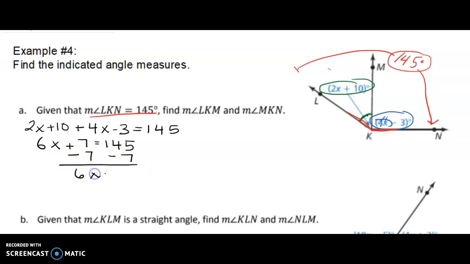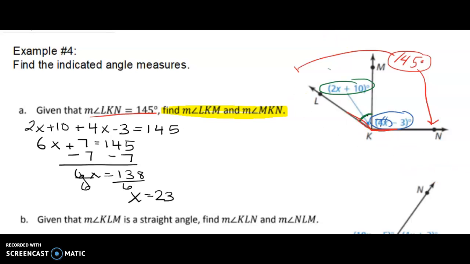Guys, we've taken a geometry problem and now turned it into algebra. So 6x equals 138, divided by 6, x then equals 23. Now in algebra, you get 23, you're done, woohoo! That is not the case in geometry. It didn't say solve for x. It said find the measure of angle LKM and the measure of angle MKN.